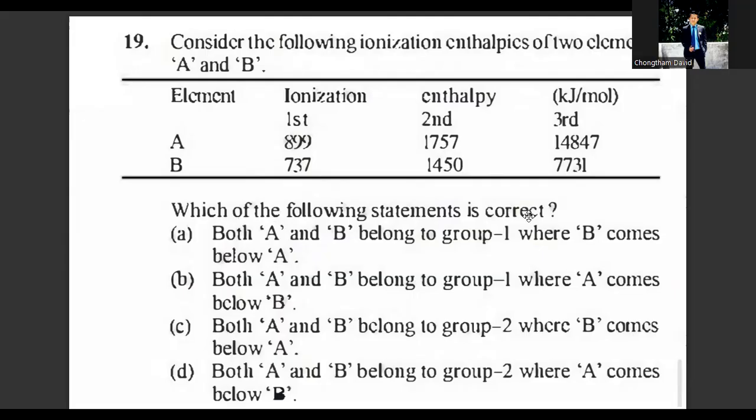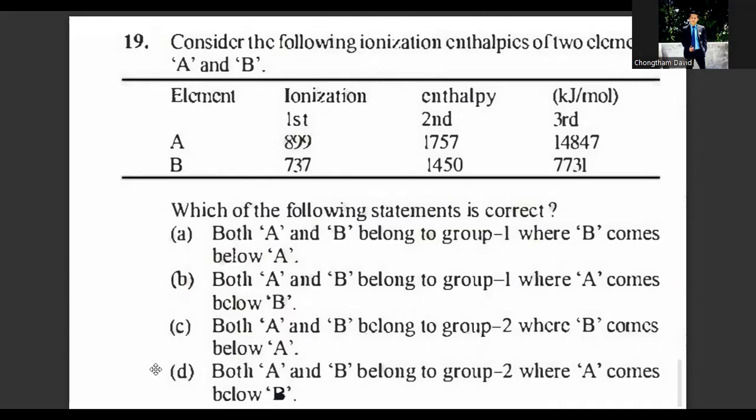Which of the following statements is correct? Both A and B belong to group 1, where B comes below A. Both belong to group 1 and A comes below B. In the second case, both belong to group 2, where B comes below A; both belong to group 2 where A comes below B.